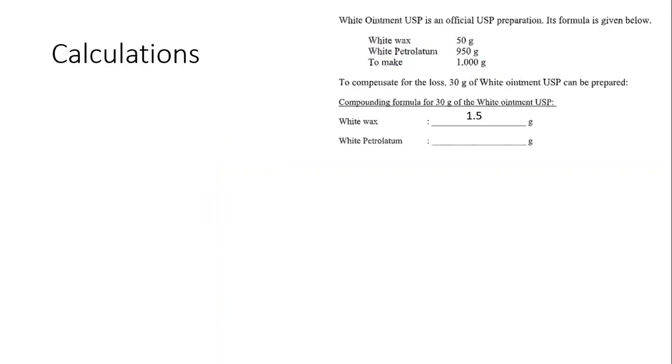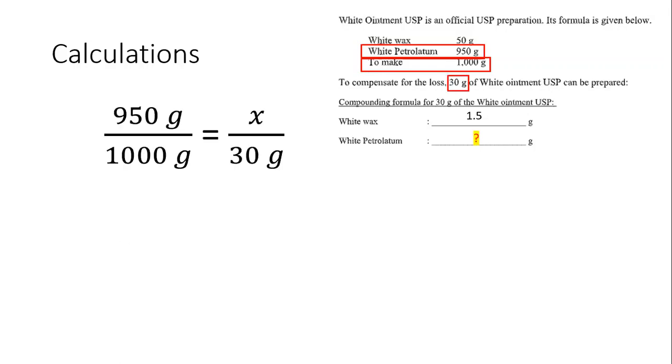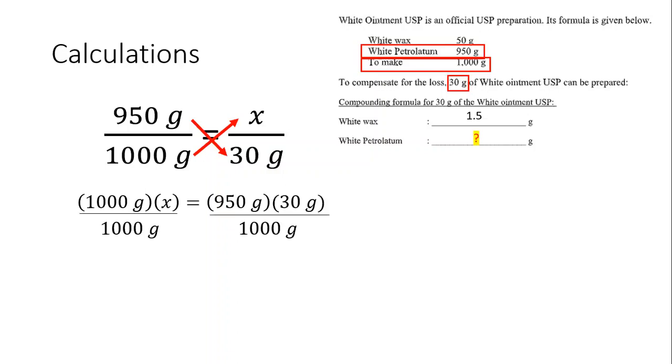Now finally, we will get to calculating for the white petrolatum. The formula calls for 950 grams to make the total of 1,000 grams. Again, we were going to go ahead and solve what we will need for our total of 30 grams. We can set up our proportion again of 950 grams over 1,000 grams equal to X over 30 grams, do our cross multiplication, and get 1,000 grams times X is equal to 950 grams times 30 grams. Again, we divide both sides out by 1,000 grams so we can isolate X, cross out, and we get X, which is equal to 28.5 grams.